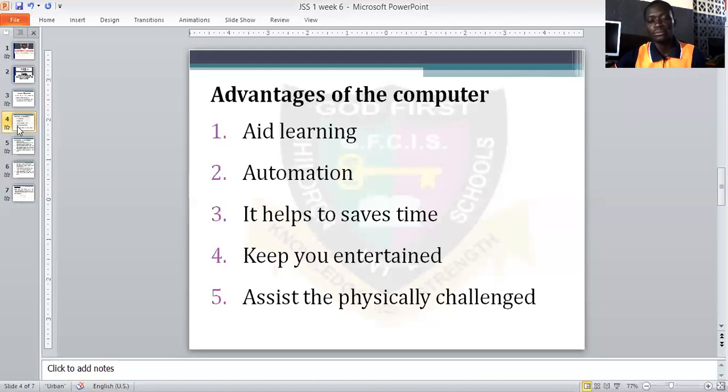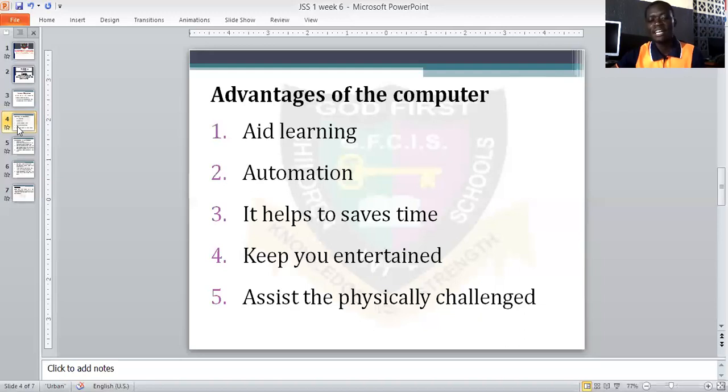Another one is automation. When we talk about automation in this case, what we're simply saying is the ability for us to do something automatically by applying little or no effort. Like we all know, computer is an automated machine that can work by itself. Just give an instruction and you expect the computer to carry it out. One of the advantages of computer is automation, that is, they can work automatically by themselves with little or no effort.